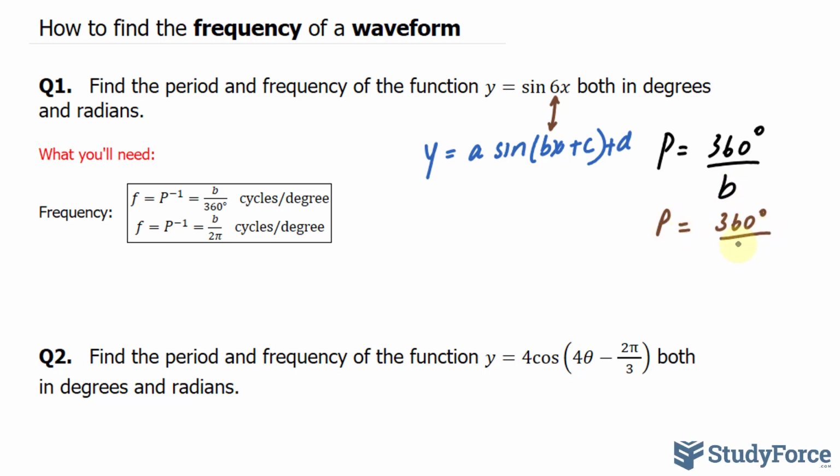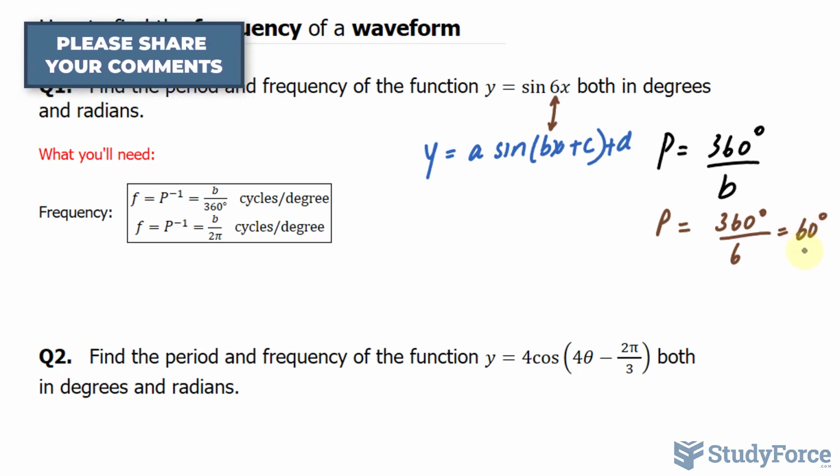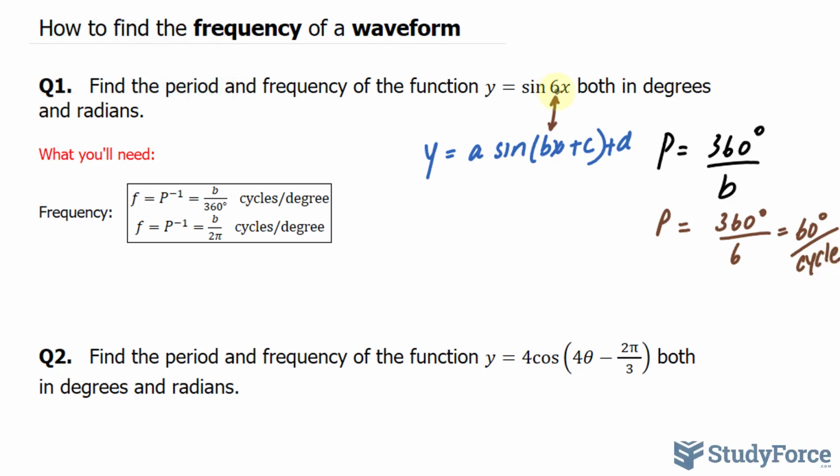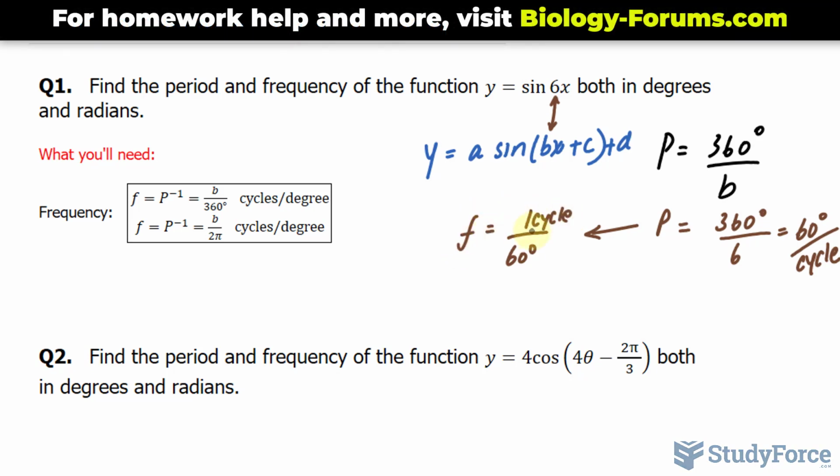360 degrees divided by 6 gives us 60 degrees per every cycle. So b represents the cycle, and to find the period of each cycle, you divide by 360. Of course, if we want to find the frequency, we'll take the reciprocal of the following, and we end up with 1 over 60 degrees, or 1 cycle per every 60 degrees.